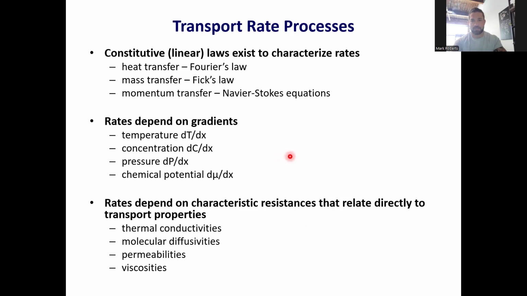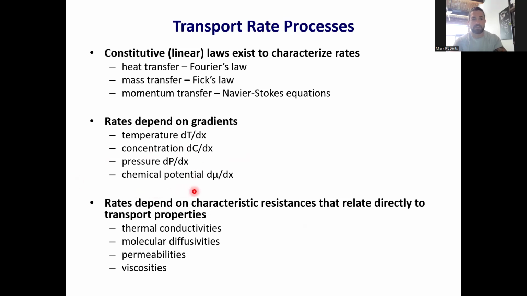The rates at which things move, whether it be heat or mass or momentum, are governed by a couple things. There's going to be a driving force, and then there's going to be a resistance to that driving force. The driving force for these rate processes can be temperature. Temperature differences are going to determine the rate at which heat can move. We have concentration gradients, and that's going to be a driving force for mass movement. We also have pressure gradients and then chemical potential gradients that will be responsible for things moving from one location, one place to another.